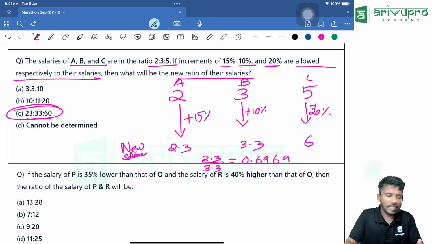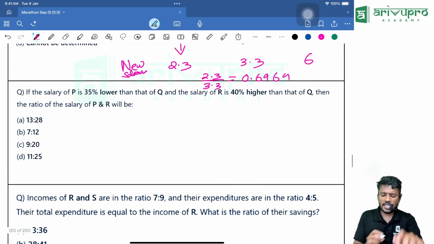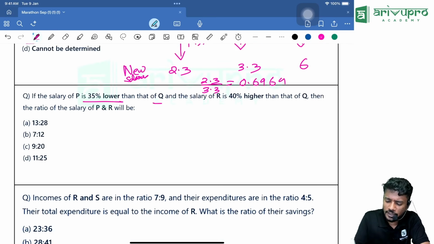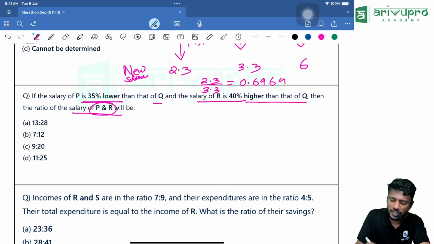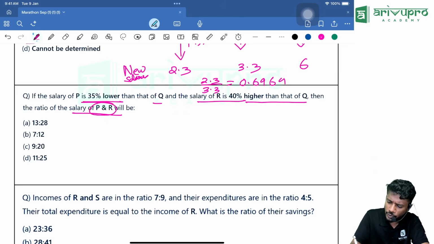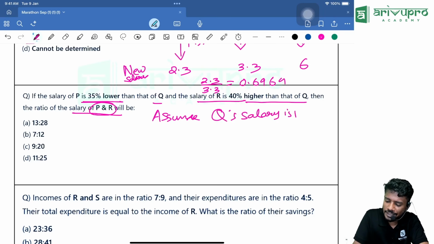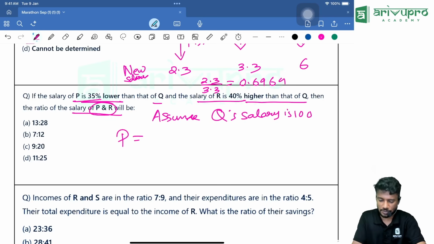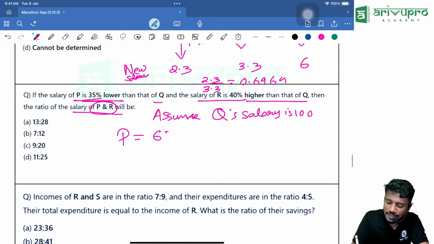Okay, yes. Next one. If the salary of P is 35% lower than Q and the salary of R is 40% higher than Q, the ratio of the salary of P and R is how much? You can either find it in decimal or I'll show you another thing also. Assume Q is the reference person. Q's salary is 100. Then P's salary will be how much? P is equal to 100 minus 35%, which is equal to 65.